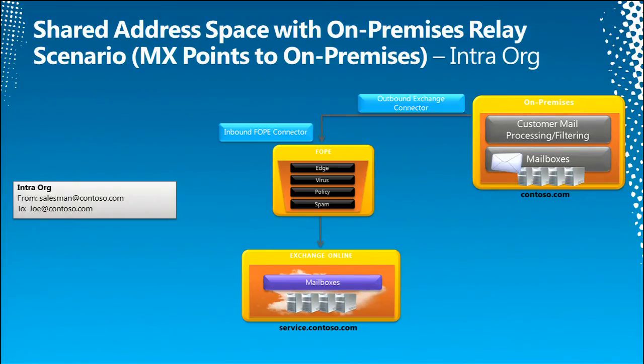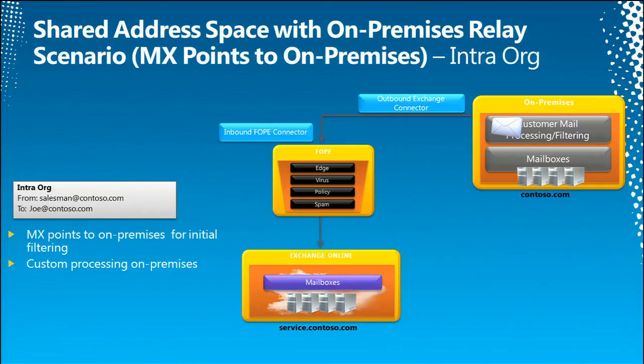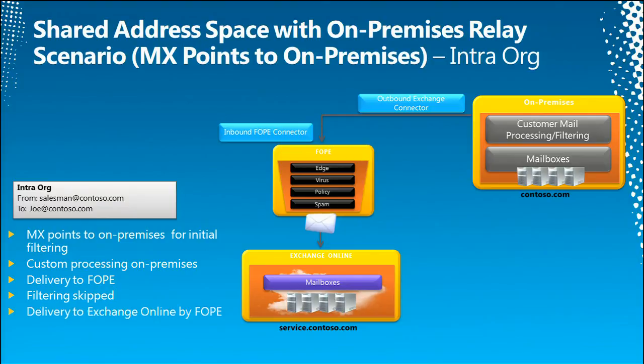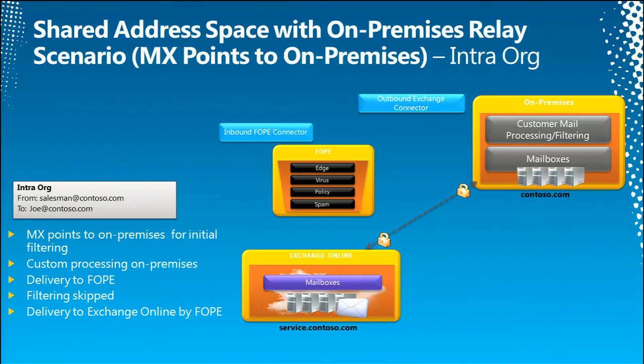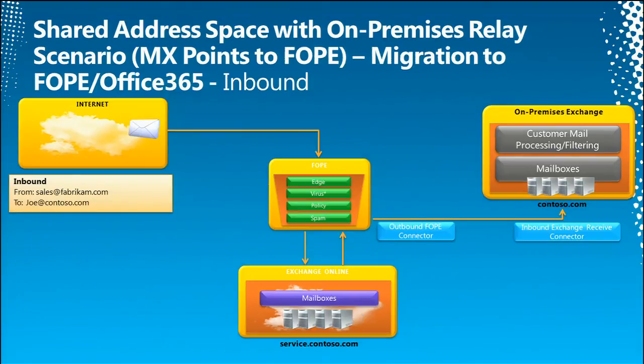So interorg mail, just like the other scenario where you're a current FOPI customer, the MX record is pointed to on-premise, but that doesn't even matter. If the mail originates on-premise, it's going to go out that outbound send connector, hit the inbound connector inside of FOPI, skip all filtering, and deliver to Exchange Online. So all mail is delivered.